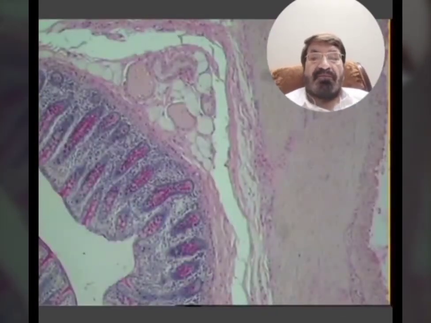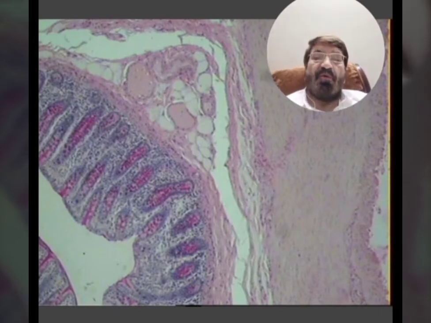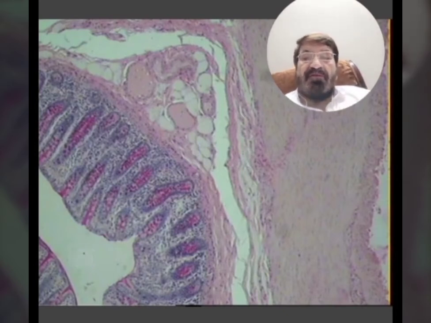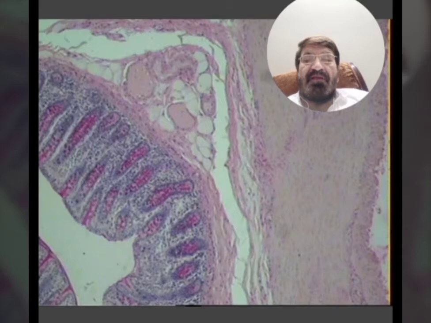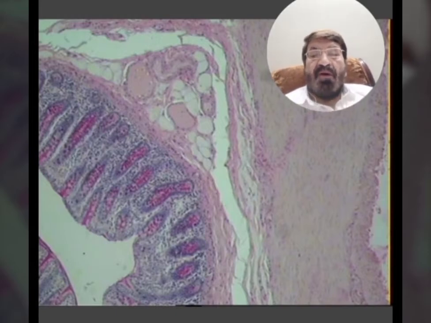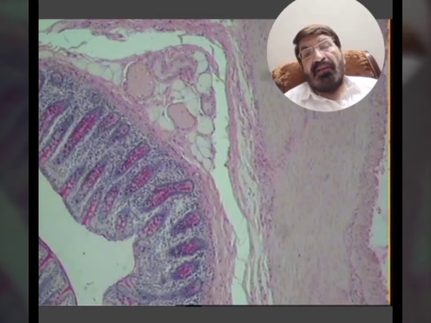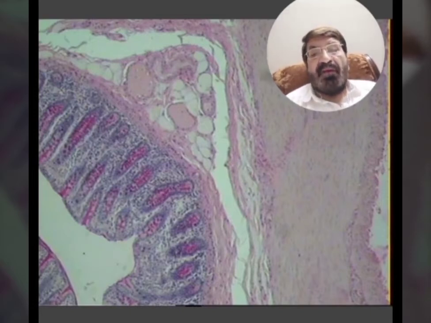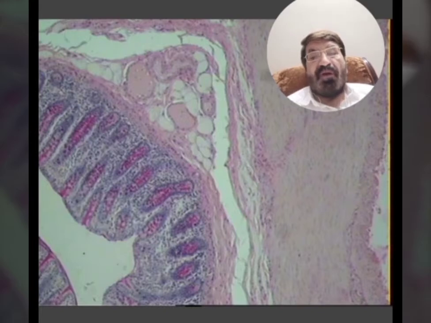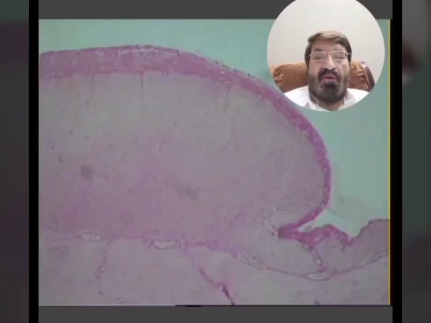And this is the slide of the colon. You can see this is the lumen, and these are the intestinal glands, which are known as the crypts of Lieberkühn, but no villi are present. This is the difference between the small intestine and the large intestine: the large intestine has no villi, but the epithelium is the same, simple columnar epithelium. And then here this is the mucosa and submucosa, muscularis externa, and colon.